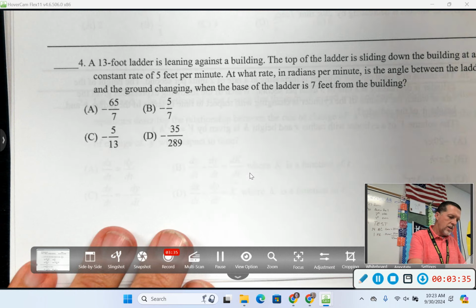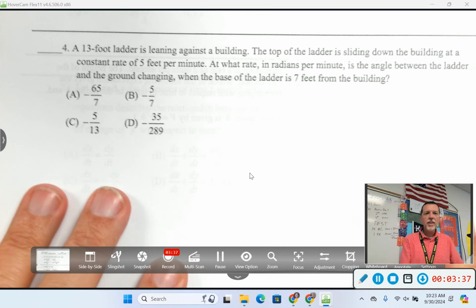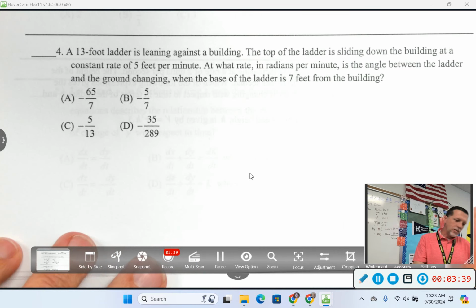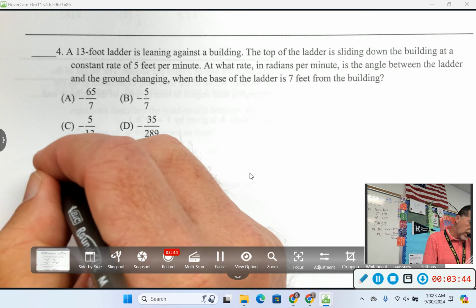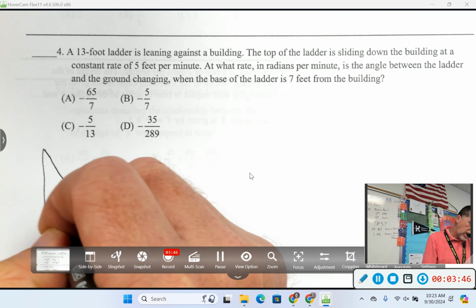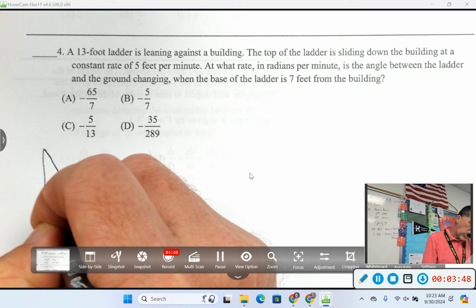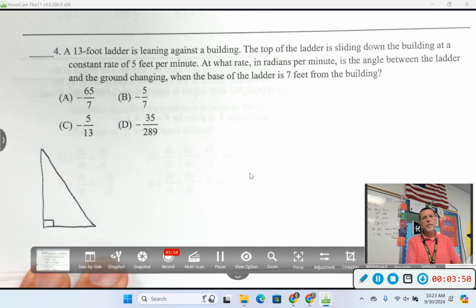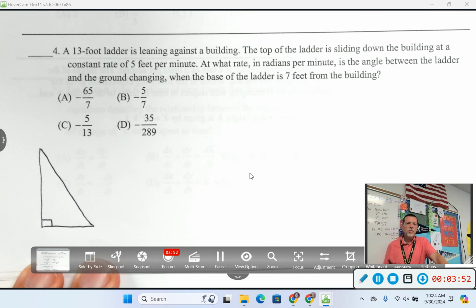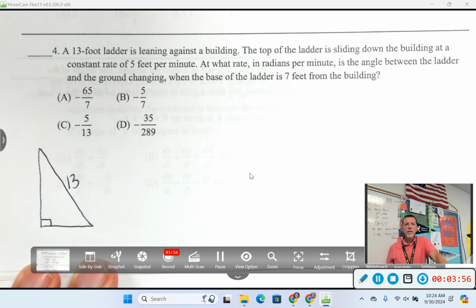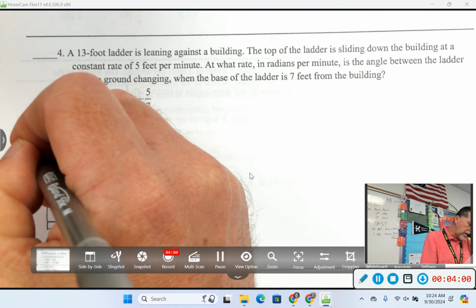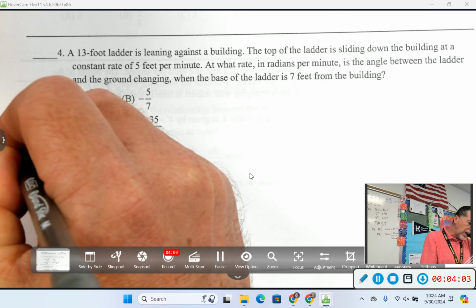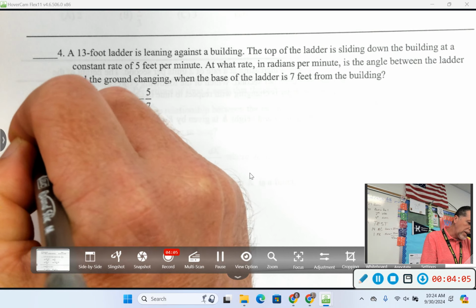Number 4. Oh, the ladder problems. A 13-foot ladder is leaning against the building. The top of the ladder is sliding down the building. 13-foot ladder. Okay, the length of the ladder is not changing, so I can label that 13. Sliding down the building at a constant rate of 5 feet per minute. I don't have anything labeled yet, so I'm just going to say that's 5 feet per minute, but I don't know.